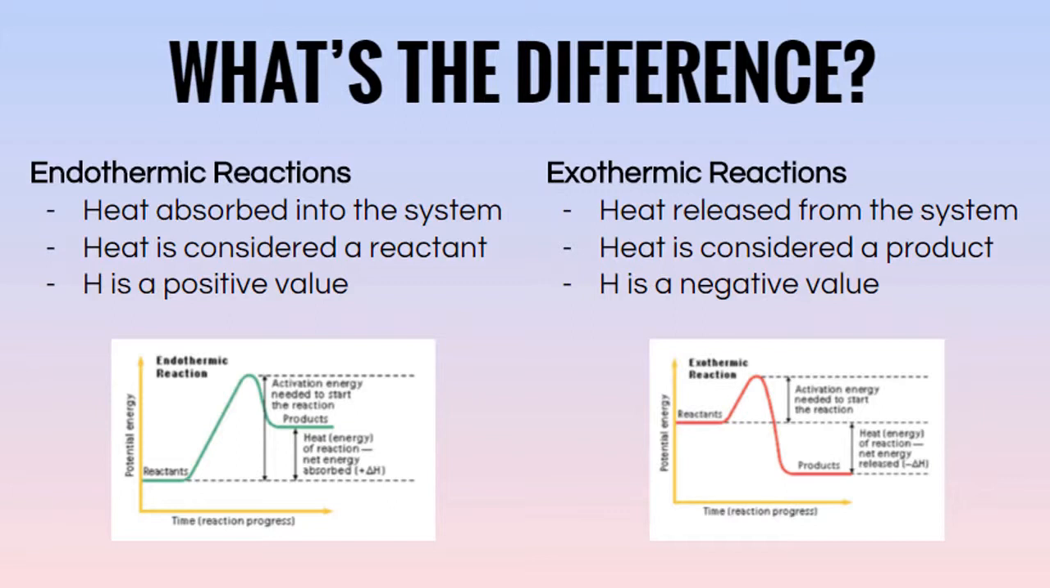Let's review. What's the difference between endothermic and exothermic reactions? Endothermic reactions absorb heat into the system from its surroundings. Heat is considered a reactant and has a positive H value. In exothermic reactions, however, heat is released from the system, heat is considered to be a product, and H is a negative value.